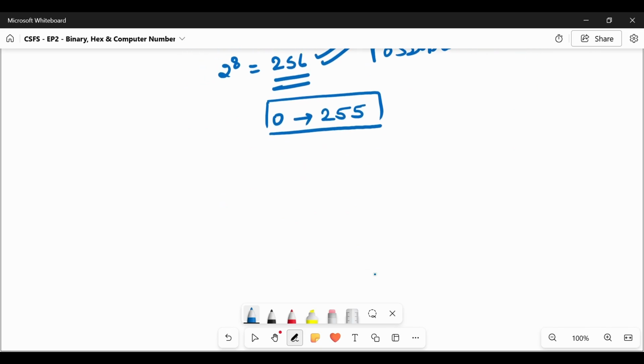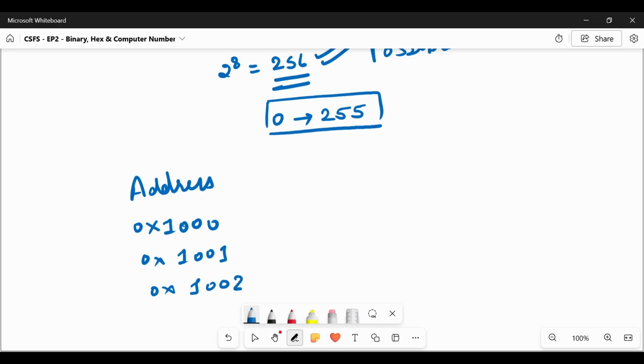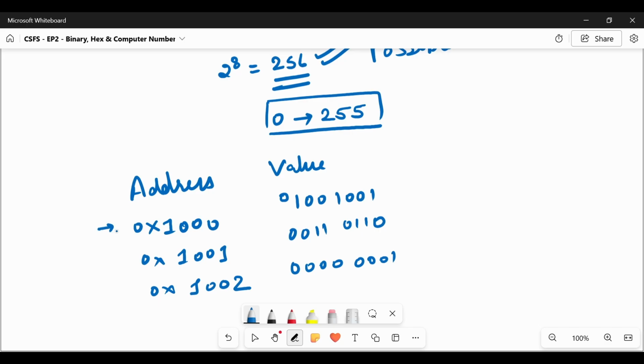When we say memory is in bytes, our addresses are written like 0x1000, 0x1001, 0x1002, and so on, and each corresponds to a value, such as 1001, 0011, 0110, 00000001, any value. So addresses are just fixed indexes in byte format.